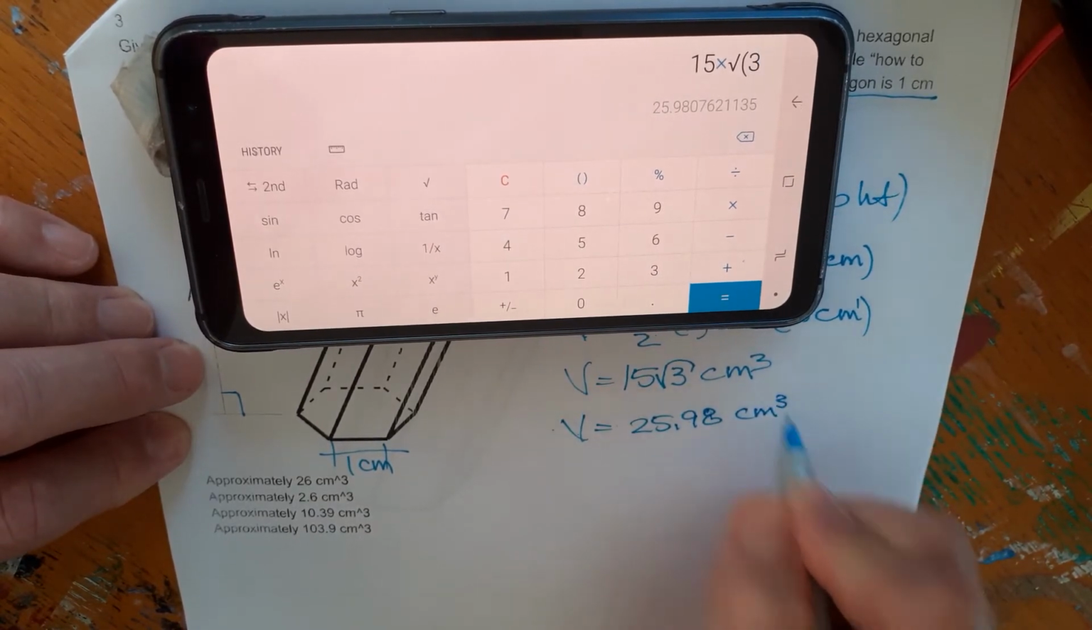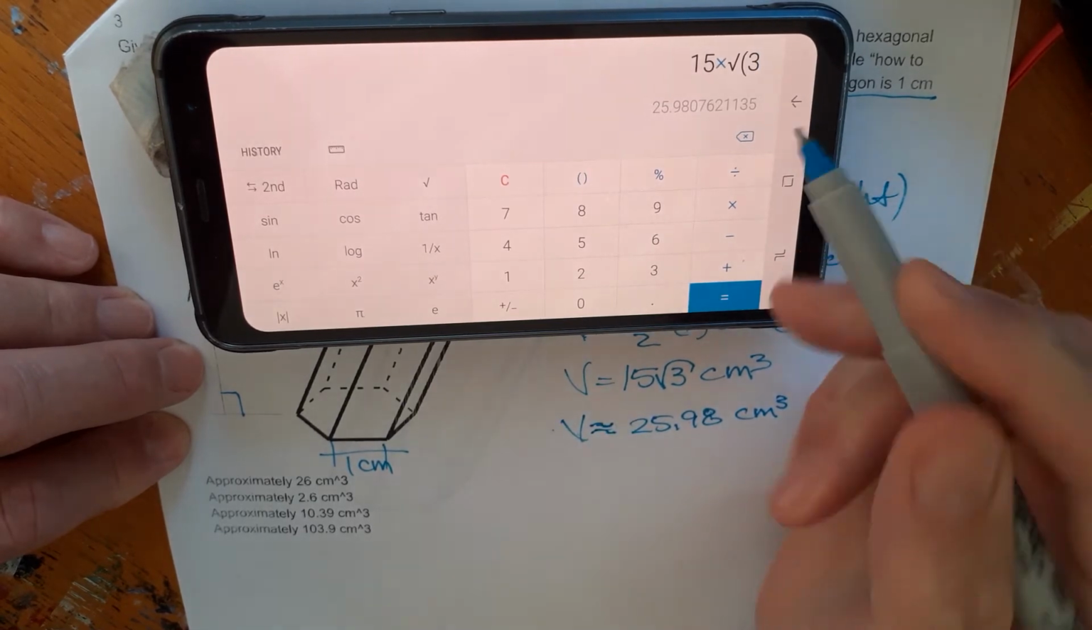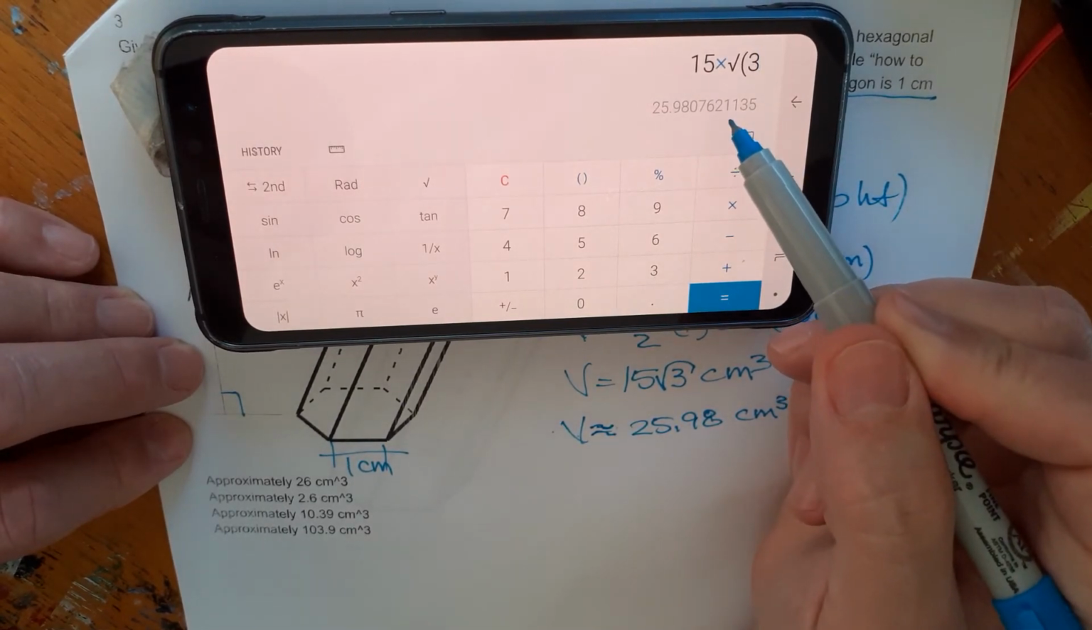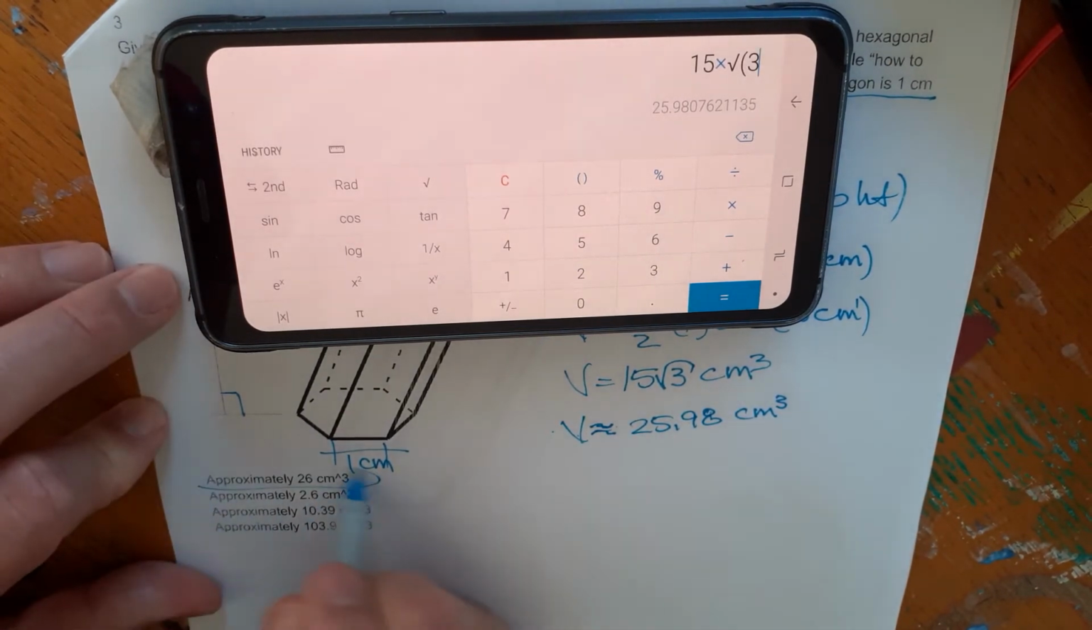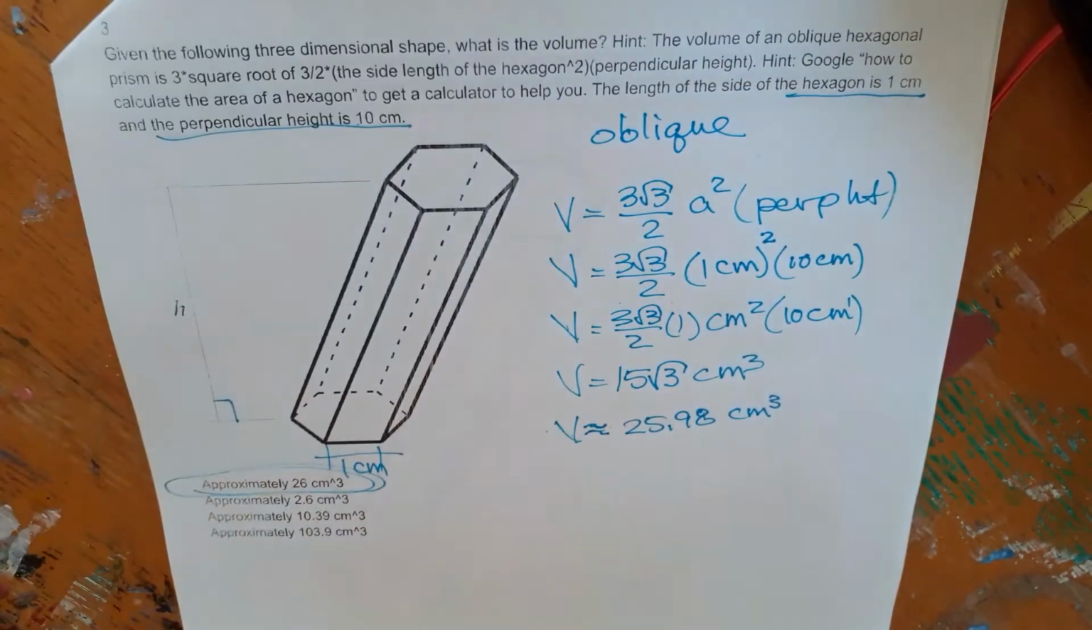cm cubed. I better make this approximately equal because I'm cutting off all of these decimal places, right? It's called truncating, cutting them off. And it says approximately 26 centimeters cubed. That's the correct answer.